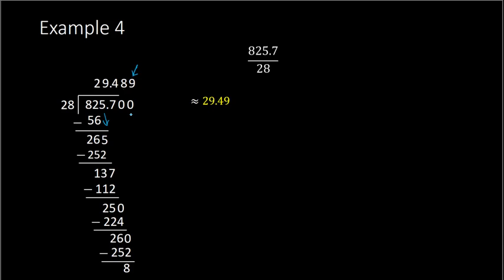All right, we could double check our answer by multiplying this 29.49 times 28. And because this is rounded, we're not going to get exactly 825.7, but it should be very close to that. All right, so you've seen how to divide with a decimal, with 1-digit numbers and 2-digit numbers.